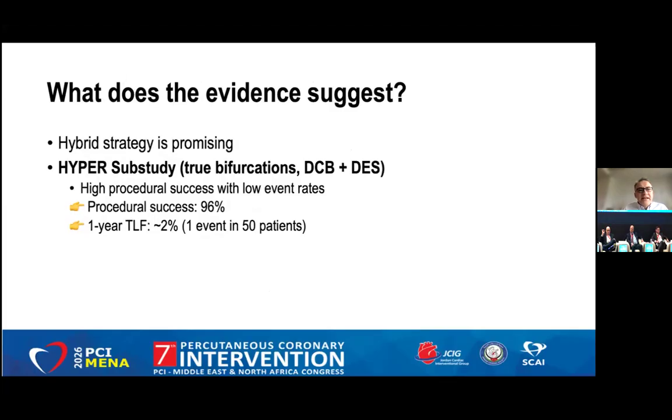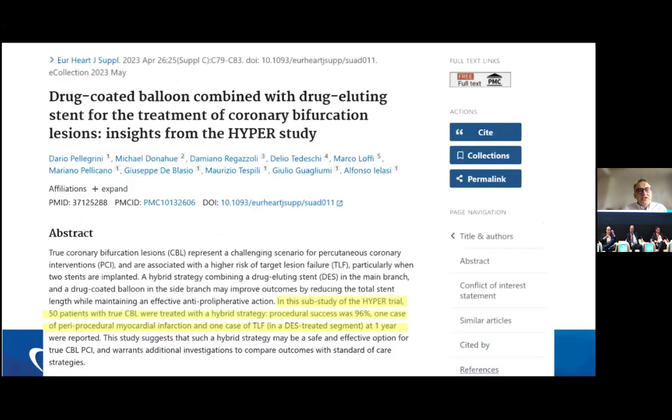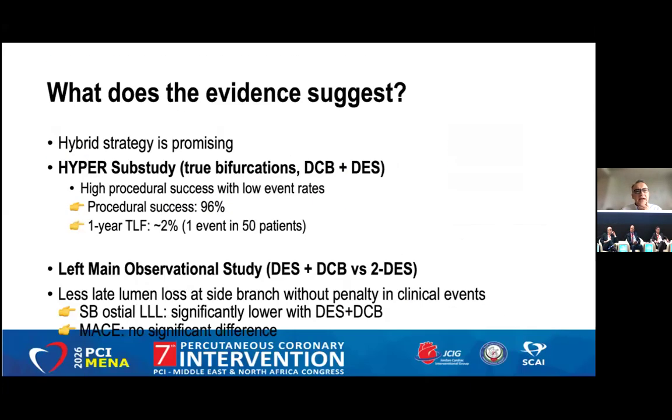We have the HYBRID study, published 3 years back, a sub-study that tells us the hybrid strategy is very safe. In that series they treated 50 patients and only one patient had TLF. They stented the main artery and used the drug-coated balloon in the side branch, and it worked very well.